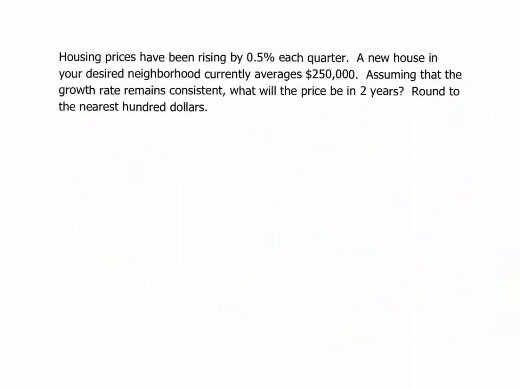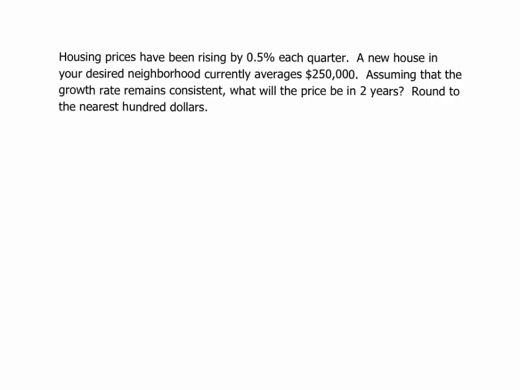In this example, they tell us housing prices have been rising by 0.5% each quarter. A new home in your desired neighborhood currently averages $250,000. Assuming that the growth rate remains consistent, what is the price in 2 years? Round to the nearest $100.